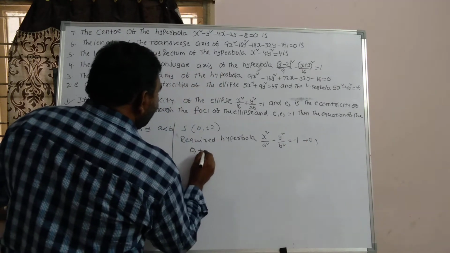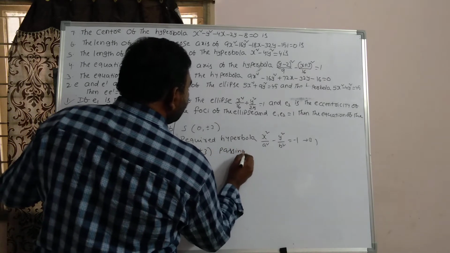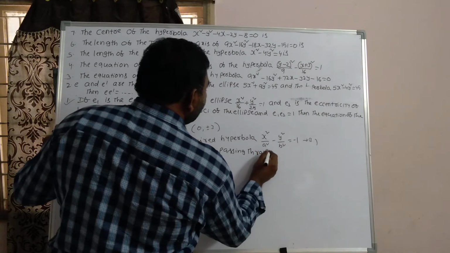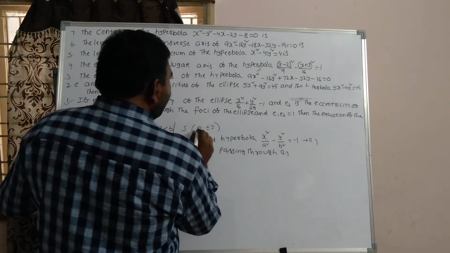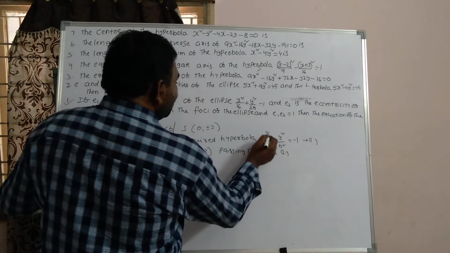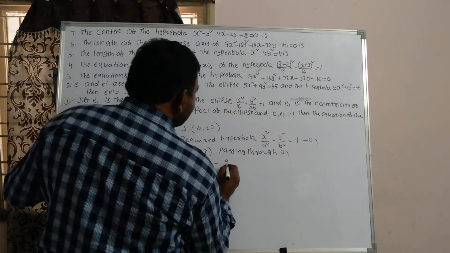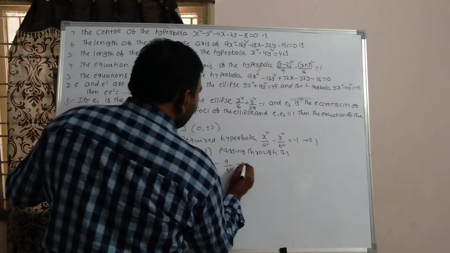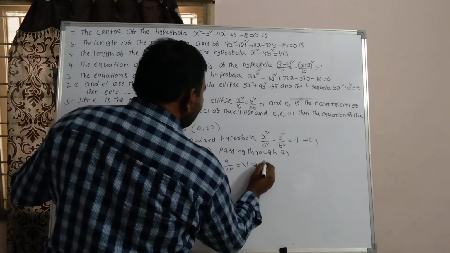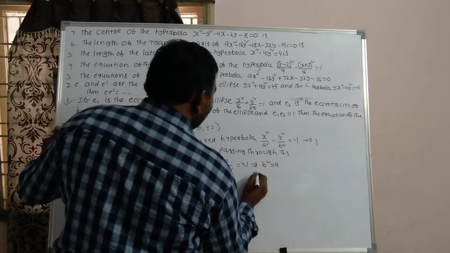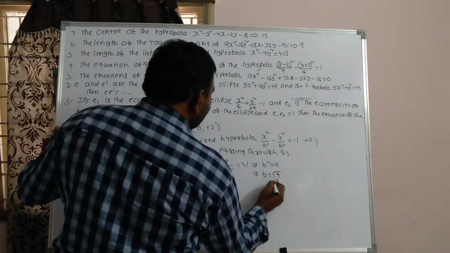0 comma plus or minus 3 passing through 1. So here substitute, we get 0 square means this value becomes 0, minus y square means 3 square, 3 square means 9 by b square is equal to minus 1. Let us cancel the minus here. b square is equal to 9. So that implies b equal to square root of 9. We get b value 3.